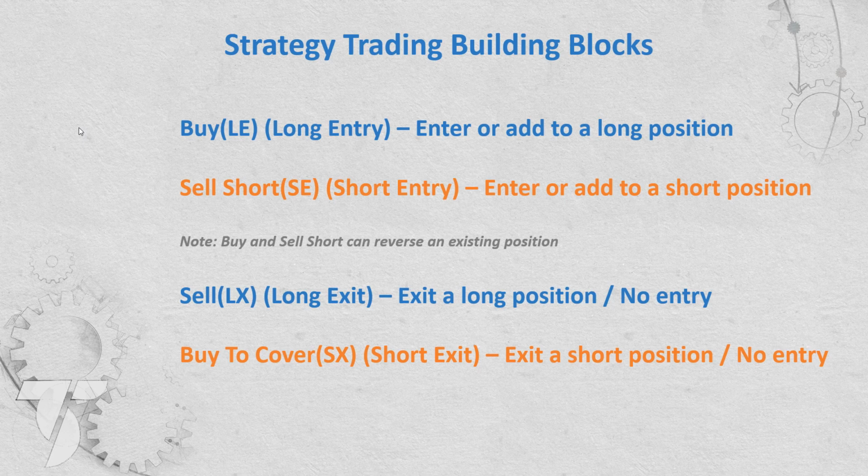There's also components that just exit a long or short position. So a sell is a long exit. Sell does not, by the way, generate a new short position. Sell is only used to close a long position. So if I'm flat and the strategy generates a sell order for some reason, nothing happens. It's ignored because there's no long position to close. Same thing with buy to cover. Buy to cover is a short exit. It only exits a short position, can't enter a new position.